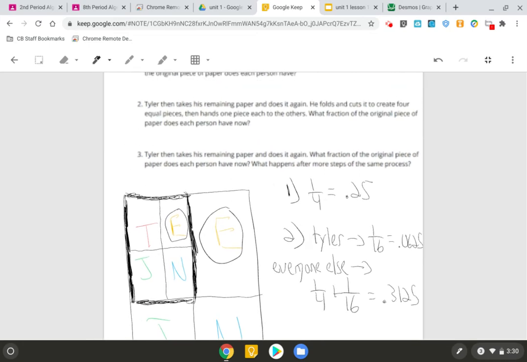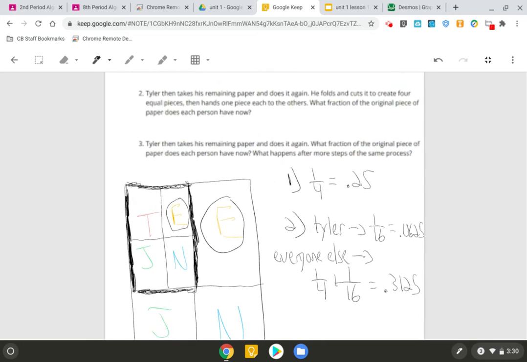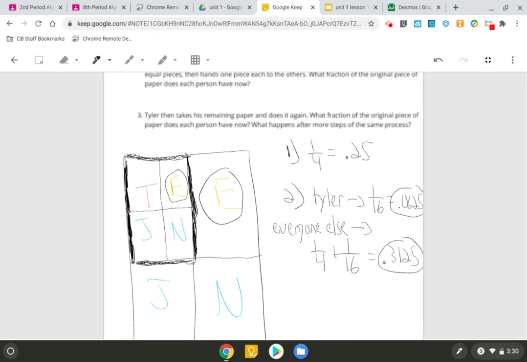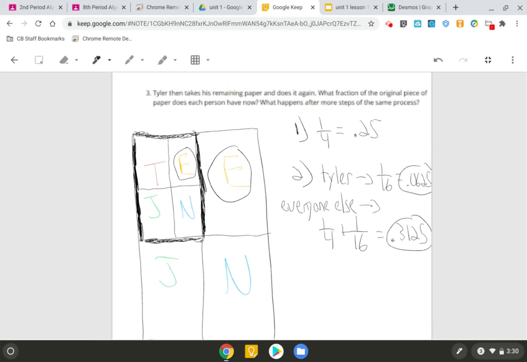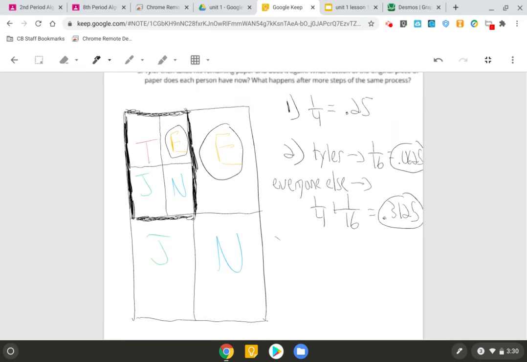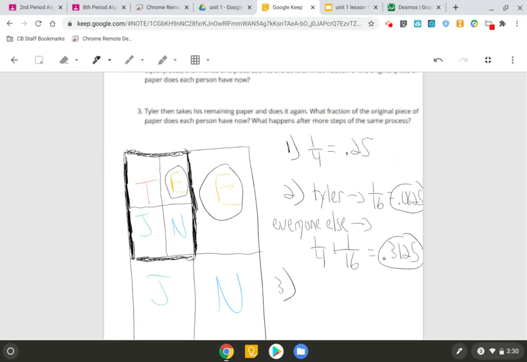So to answer that question, what fraction of the original piece of paper does each person have now? Okay. Tyler has that much. Everybody else has that much. Point is, what's happening is that Tyler is having less and less paper, and everyone else is getting more and more paper.